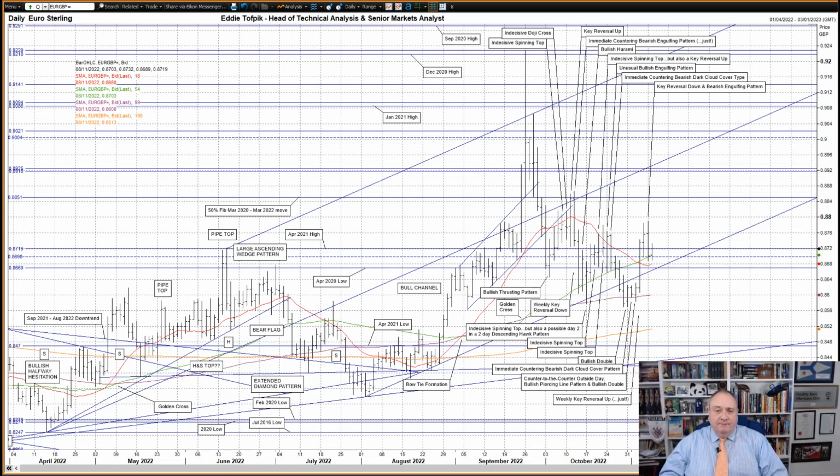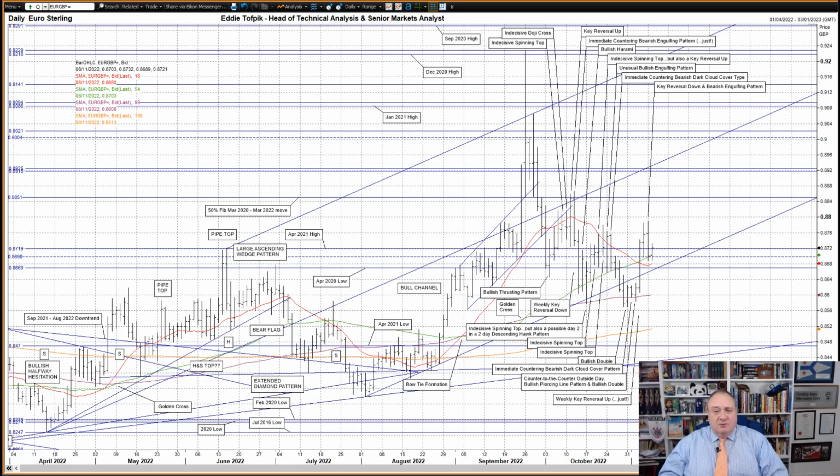Euro sterling. After last week's weekly key reversal up, if only just, yesterday produced a combined daily key reversal down and bearish engulfing pattern. Prices dropped down below the April 2021 high at 87.19, as well as the rising short medium moving average, currently at 87.02, but ended up closing right on the short medium moving average.